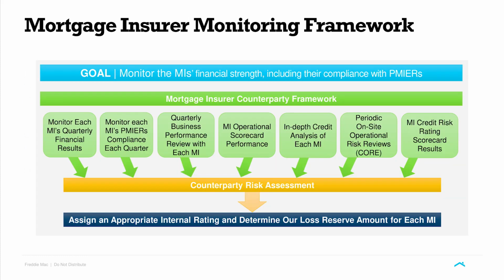The next slide quickly goes into how we look to the monitoring of our mortgage insurers. We do get quarterly financial results. As I just mentioned, we do look at the PMIERS compliance on a quarterly basis. We do our internal assessment. So we've got scorecard tools we've also developed for mortgage insurers, and we have the benefit of our mortgage insurers that do have external ratings. So we're, again, comparing our internal scorecards to those external ratings.